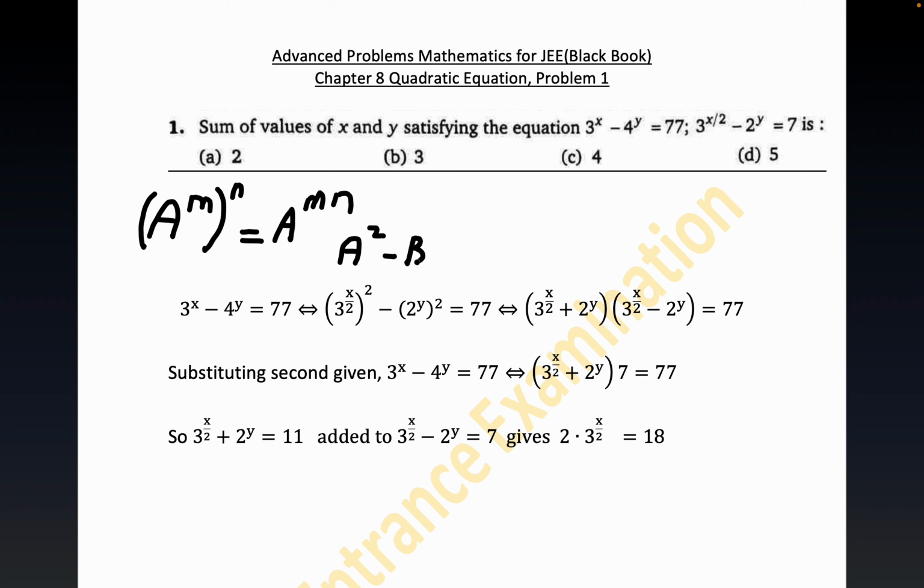Right here. And of course this is a plus b times a minus b on the right hand side of the equivalency arrow.